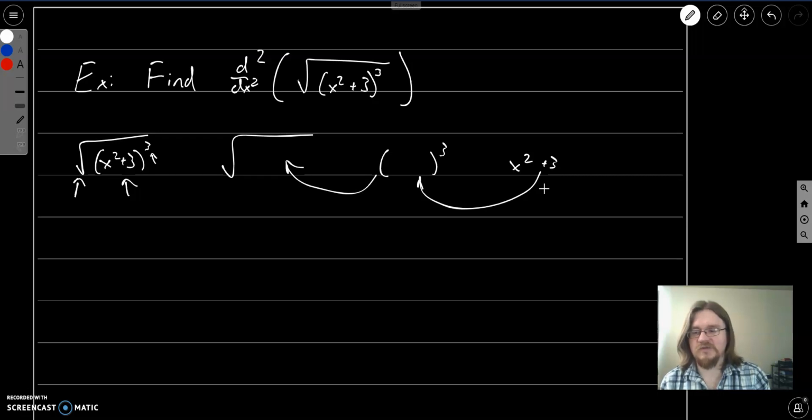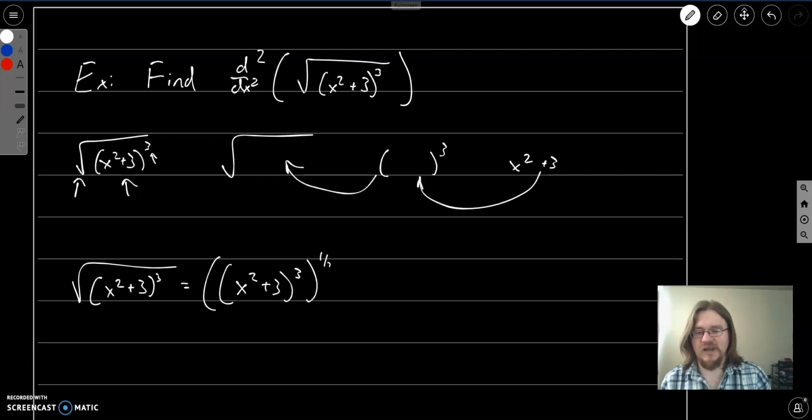because if I take the square root of something, that is actually just the same thing as taking it to the 1/2 power. So this is the same thing as x squared plus 3 to the third power, and all of this to the 1/2 power, an exponent raised to an exponent.